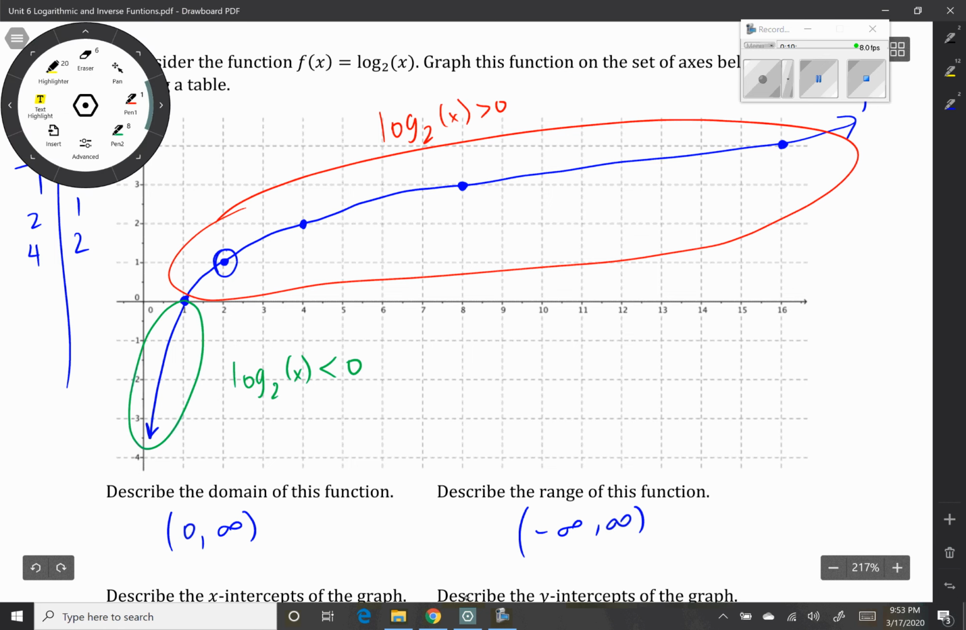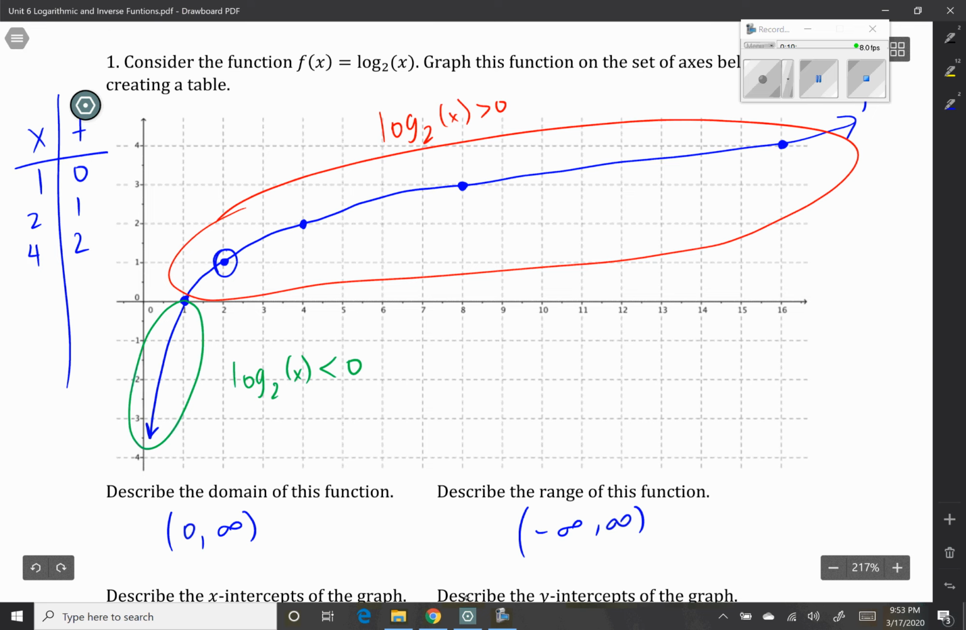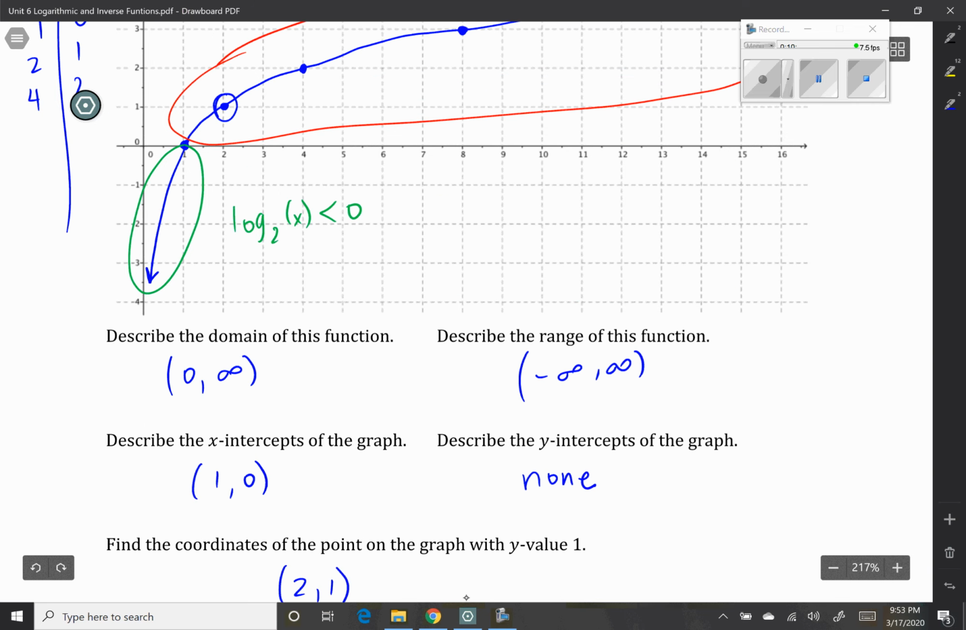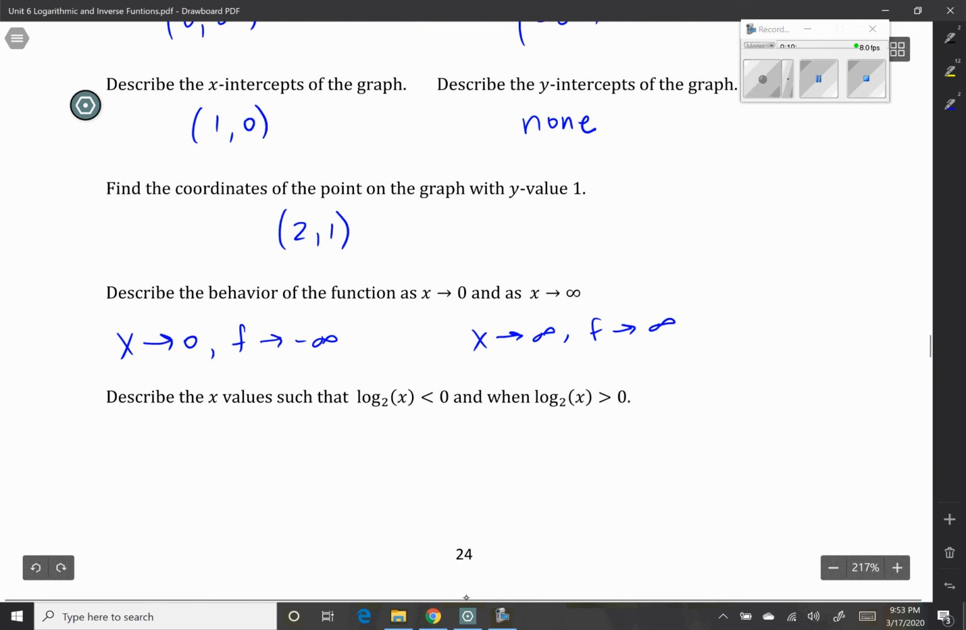Less than 0, greater than 0 is just talking about above the x-axis and below the x-axis. So when I'm talking about the part that's less than 0, what's happening to the graph? It's going down forever, right? As the x value approaches 0, the function value approaches negative infinity. What happens when the function's above 0? We could say the x values go on forever, and the function values also go up forever.